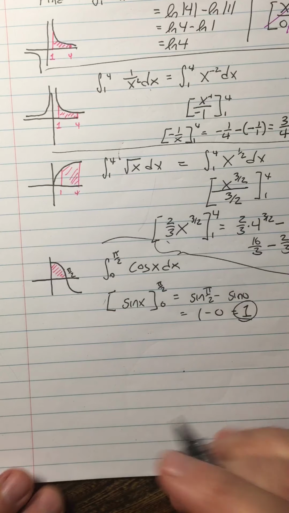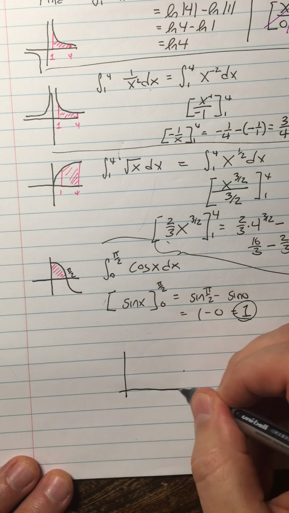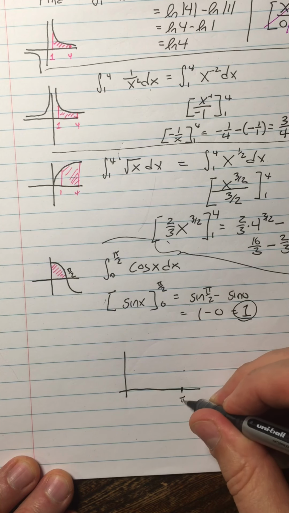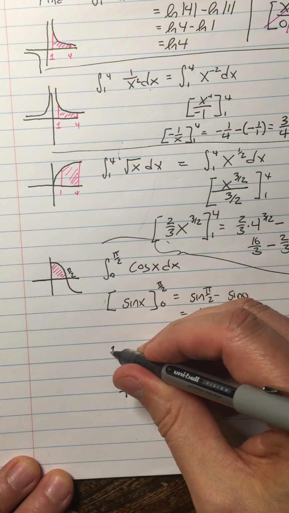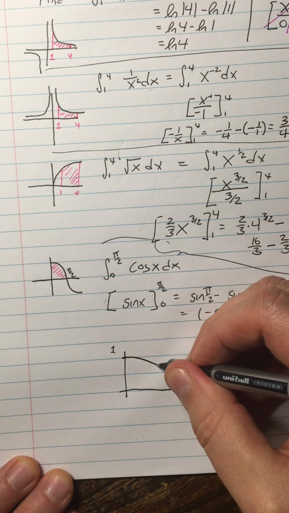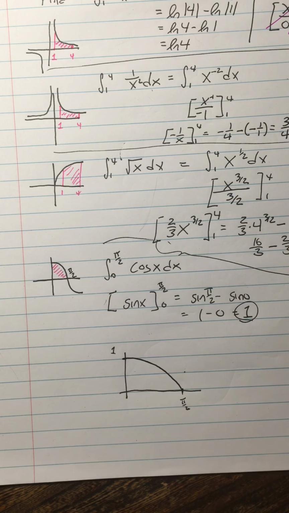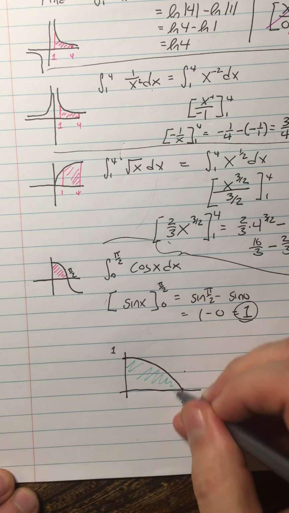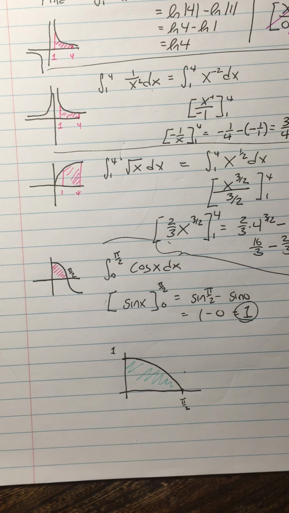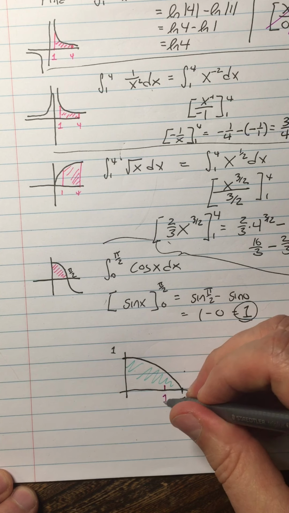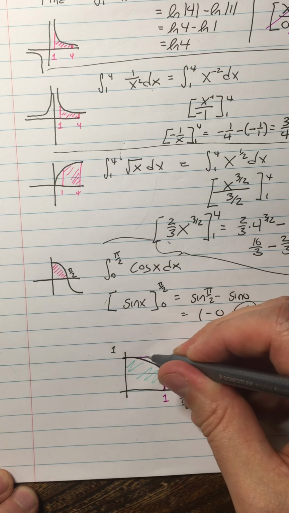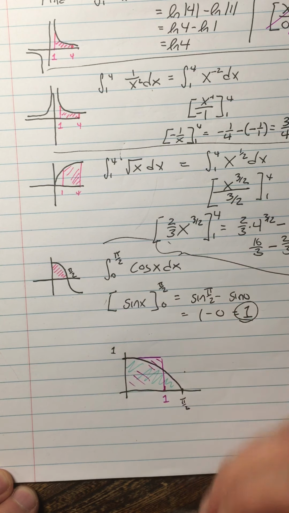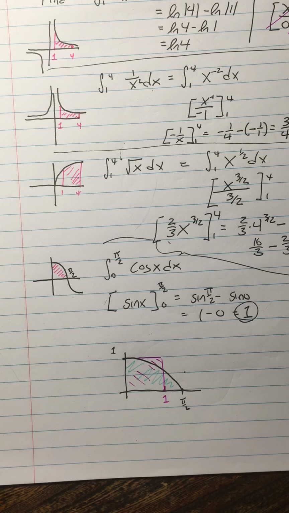It's the same as if I had a, so let me sketch this out a little bit. Here's pi over 2. Here's 1. All right, here's how cosine really looks. That has the same area. This curve has the same area as if I did a square that was 1 by 1. They have the same area. Isn't that bizarre? It's bizarre, but it's a fact.